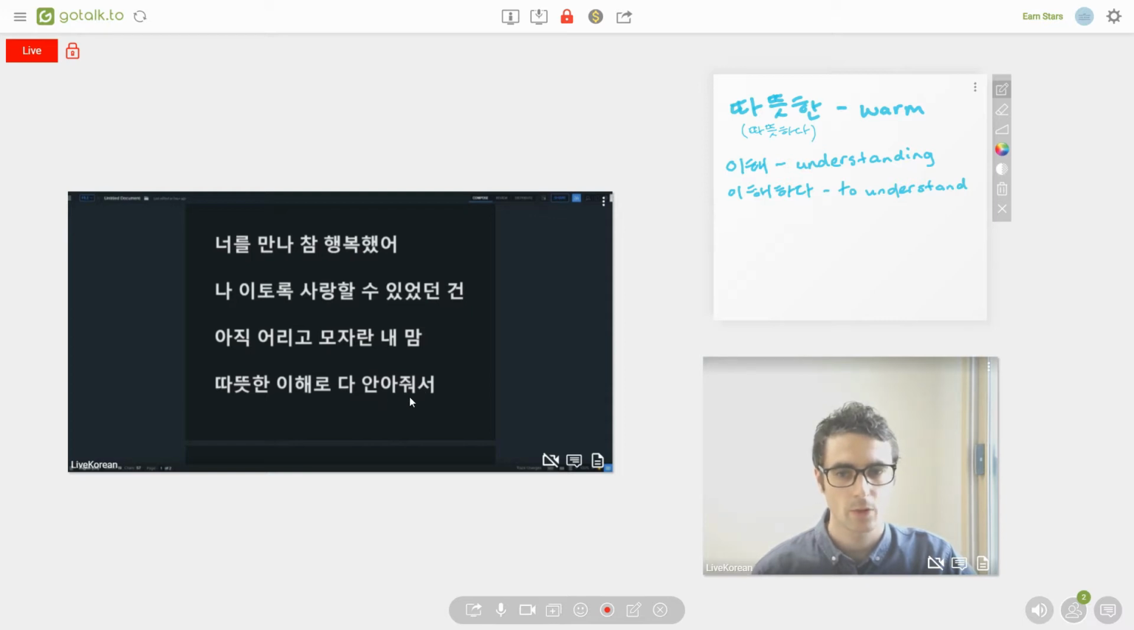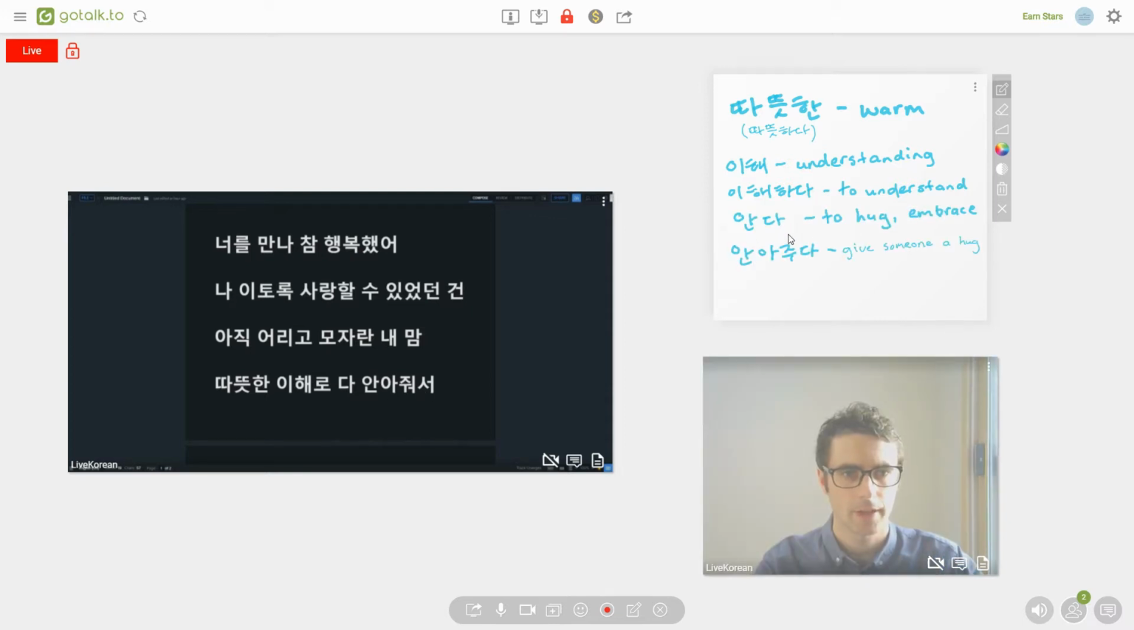So let's break this word down here. So 안다 means to hug or embrace. 안아주다 is 주다, the verb to give, combined with 안다. So that means to give someone a hug. And then on the end we have 서, which is the same 서 that we saw in the first sentence, meaning because. So 따뜻한 이해로 다 안아줘서. Because you hugged me with warm understanding.